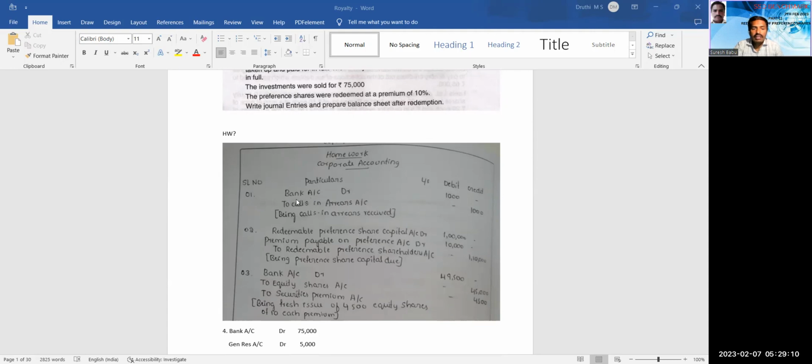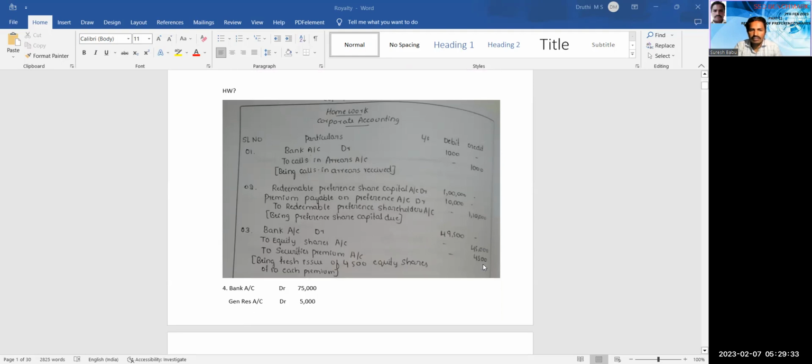What is the first entry? Bank account debit 1,000, to calls in arrears account 1,000. Being calls in arrears received. So this is correct, right? Second journal entry: redeemable preference share capital account debit 1 lakh, premium on preference shares account debit 10,000, to preference shareholders account 1 lakh 10,000. Correct, the second journal entry is also correct.